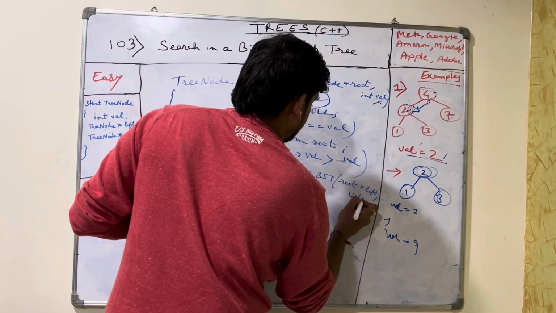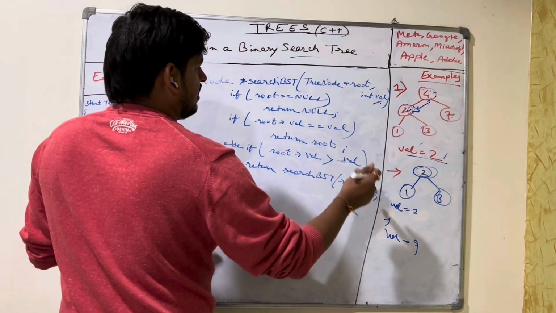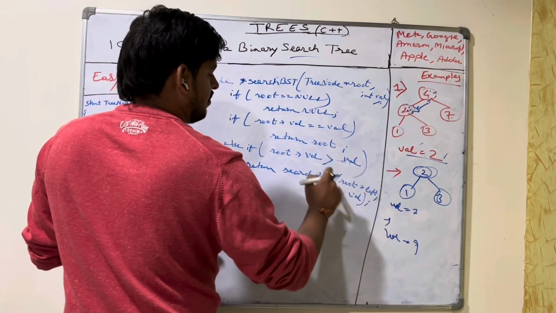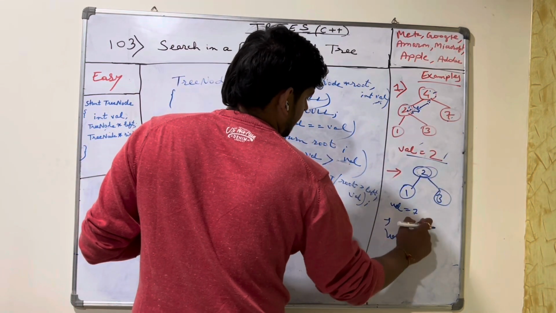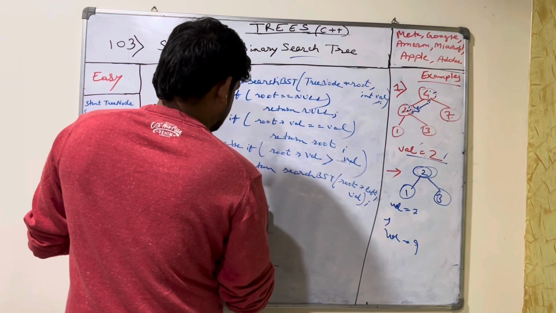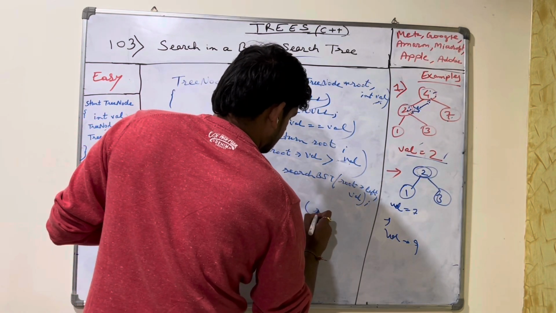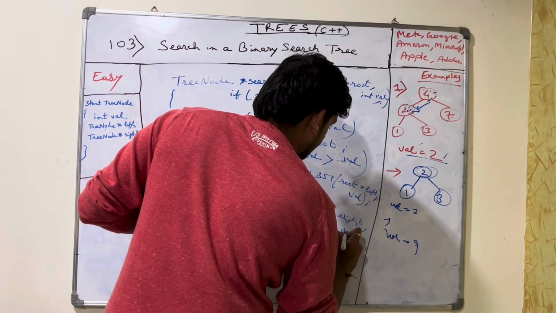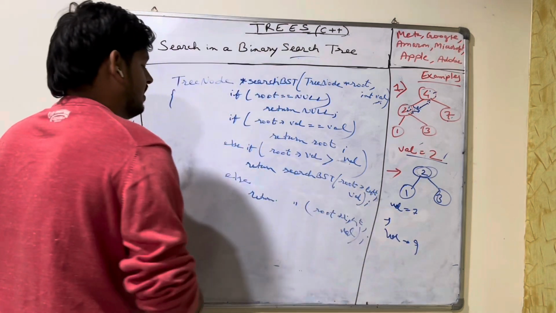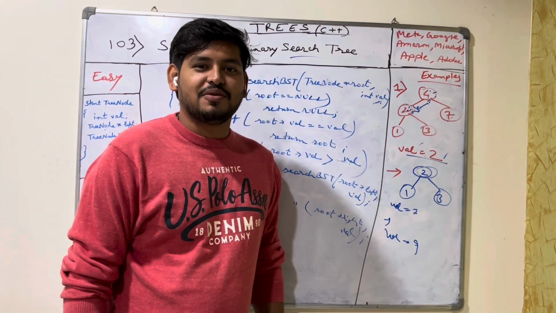And val we will pass. If it is equal, we return this. So if root value is smaller than the given value, like for 9 or 7, we go to the right, else return searchBST root right, val. Okay, we are done. The link to the question is given in the description. Please try it yourself and then come to my code walkthrough session.